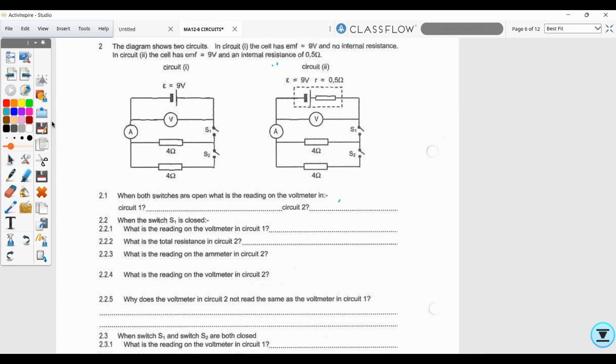9, because you always look, where is it? If it goes this way, there's a gap. So it's measuring nothing there. But when you connect it like this, it's still connected across the cell. So that means it's still going to give you 9 volts.